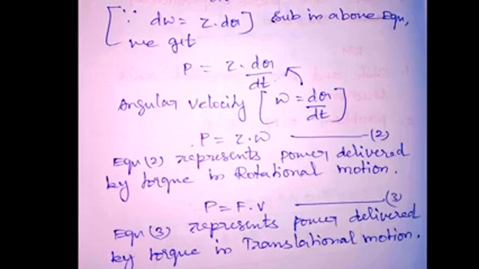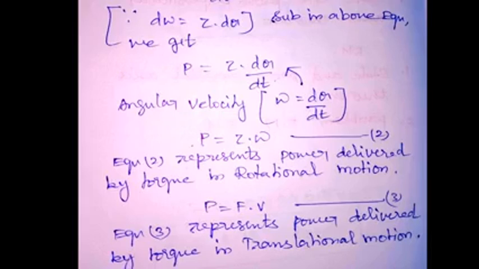Since d theta by dt is the angular velocity omega, I replace it here. So I get power P is equal to tau into omega. This is equation number 2. This equation represents the power delivered by the torque in rotational motion. Rotational motion means an object rotates about a fixed axis.